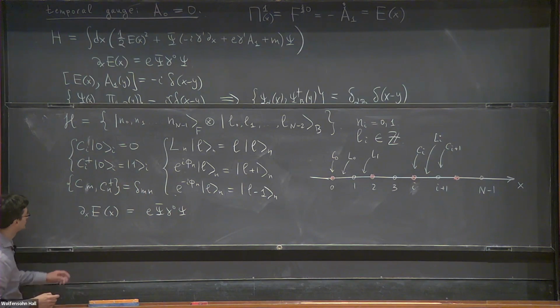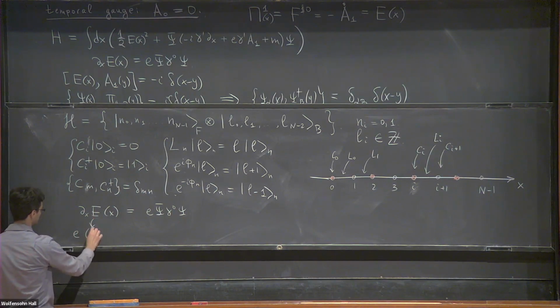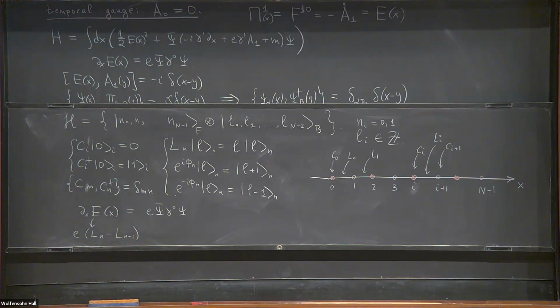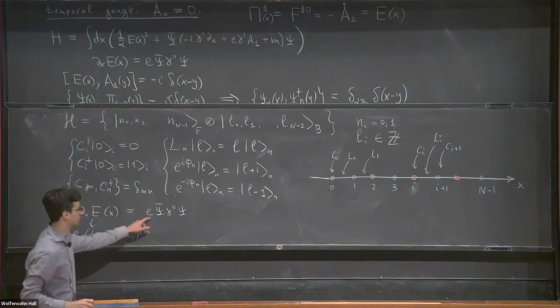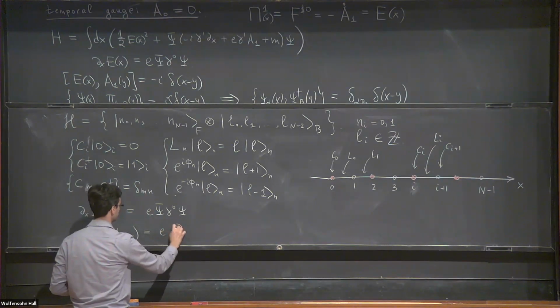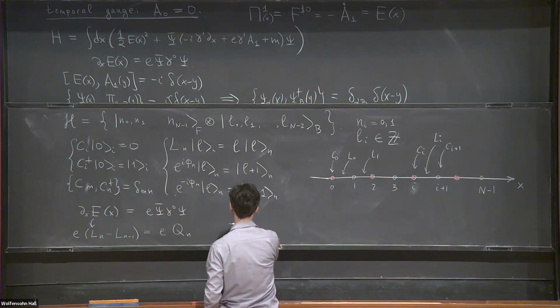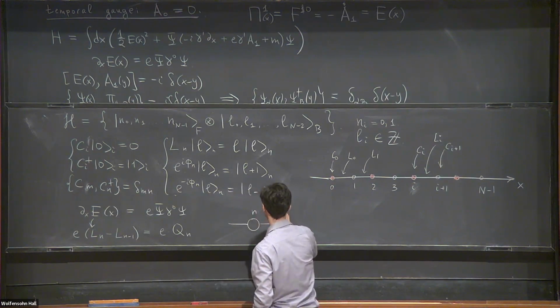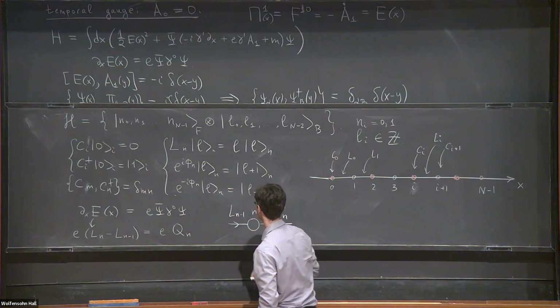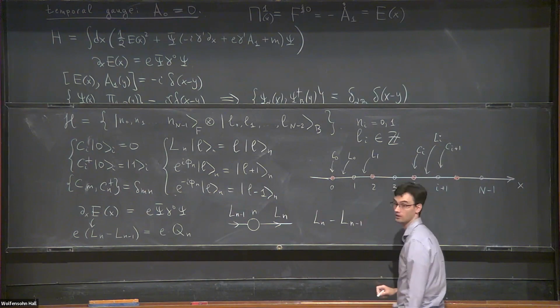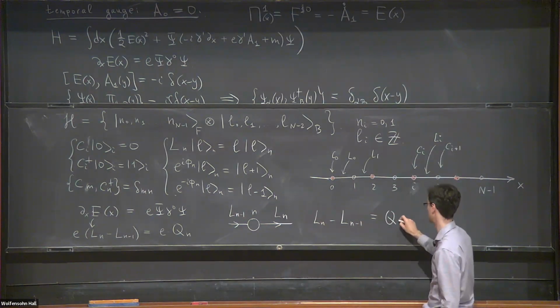If we'd like to put it on a lattice, we replace this derivative by e times Ln minus Ln minus 1. And this part, which is a charge, is e times Qn, where Qn is the charge on a site n. So the Gauss law tells us that if I have a site n, here my Ln and here my Ln minus 1, then the outgoing electric field Ln minus the incoming electric field Ln minus 1 equals the charge of my site, Q.